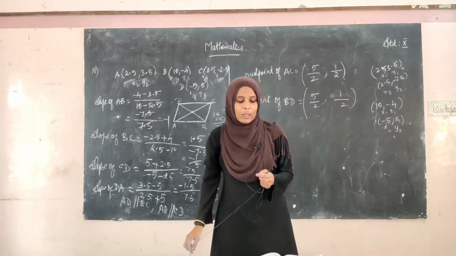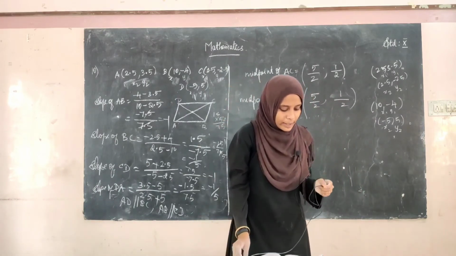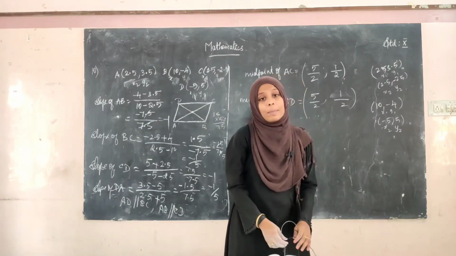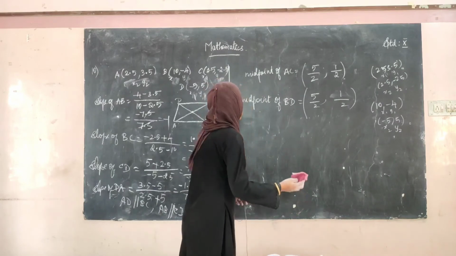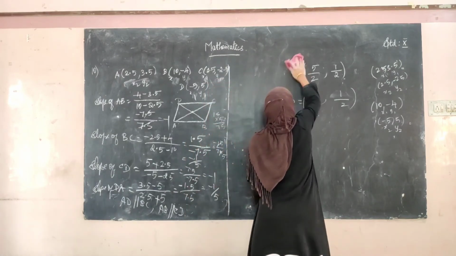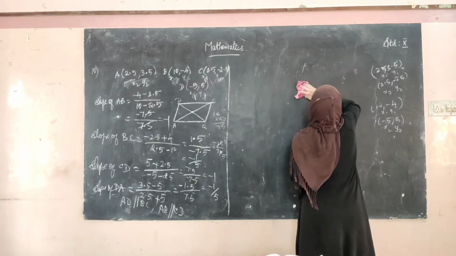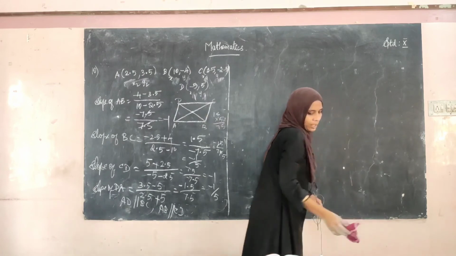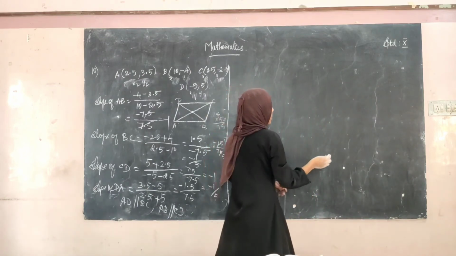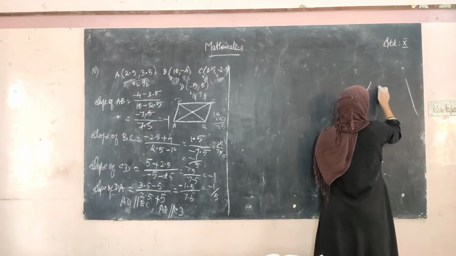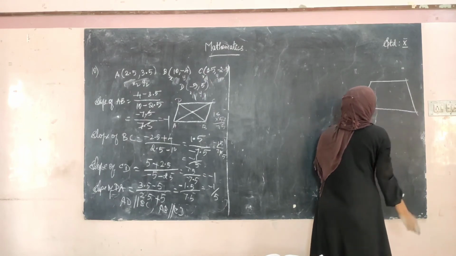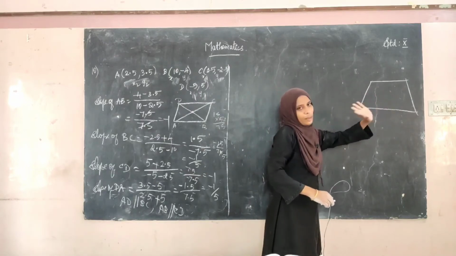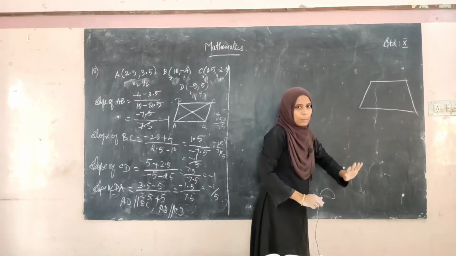x and y. Okay. Now let us see the 12th sum. Let A, B, C, D be the given points, show that A, B, C, D is a trapezium. What is a trapezium? Trapezium means it will be like this. Any two sides will be parallel. On the side, parallel, this top and bottom will be parallel.